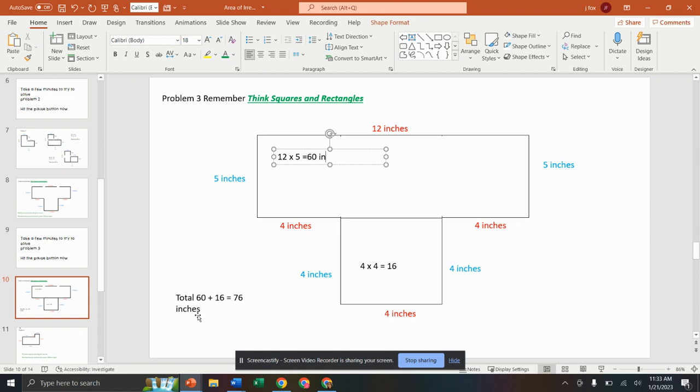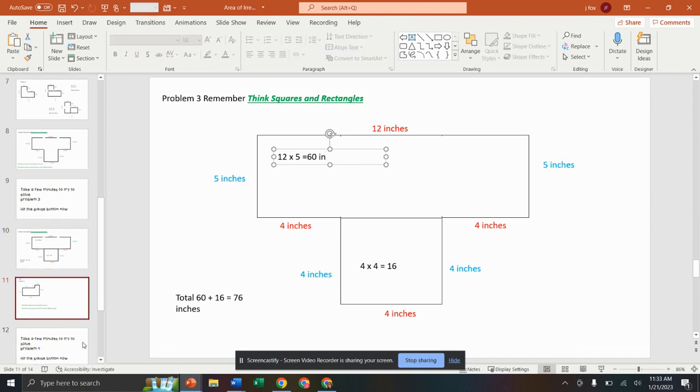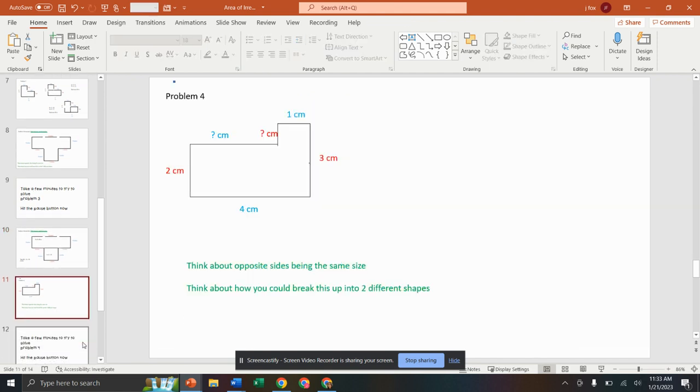please tell me in the comments, tell me in the classroom, share, because I would like to see how you did it, because there's definitely more than one way to do this. This was just probably the most efficient way. However, there's more than one way to do it. So, all right, let's look at problem number 4. All right, so there are some missing sides again.